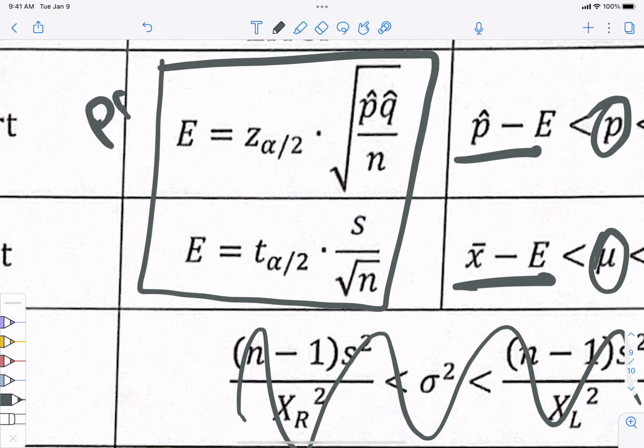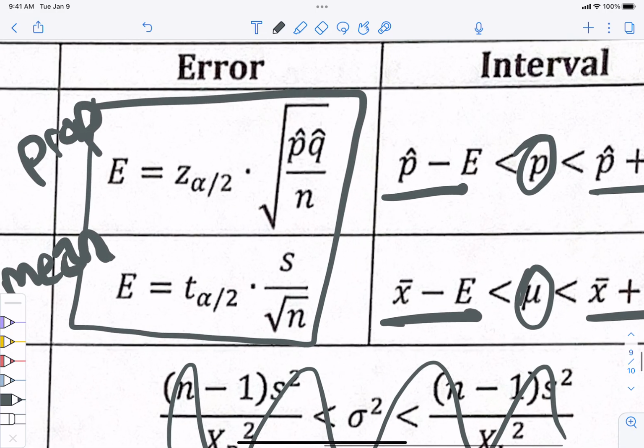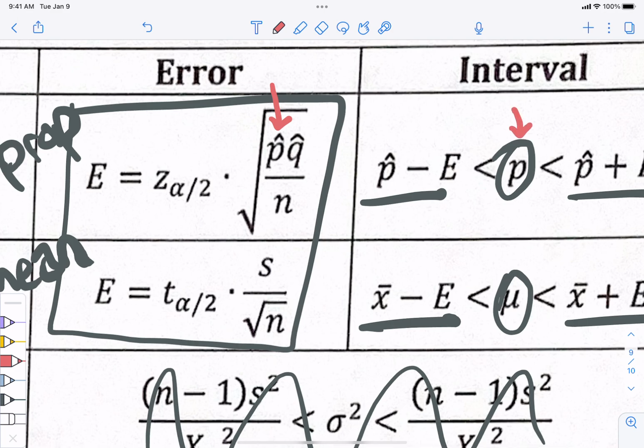So for a proportion and for a mean, you do each one of those errors and you add and subtract from p hat. Some people were confused as to what these variables represent. Shall we write them out? Sure. So, what is P? What's the difference between P hat and P? P hat is the sample, and P is the population. Q hat is 1 minus P hat. We know that, right? N is the number in the sample.